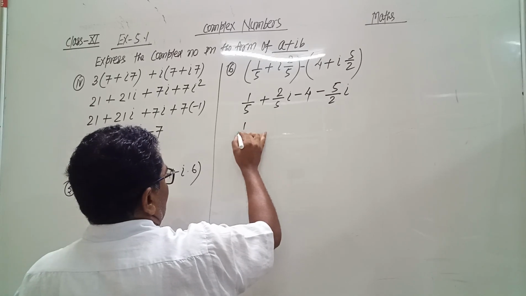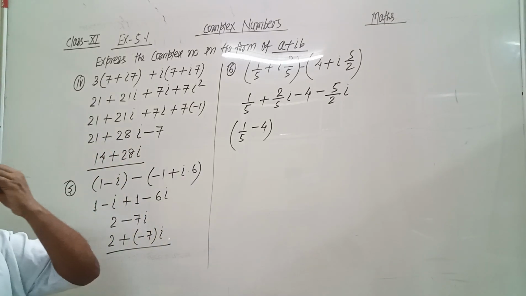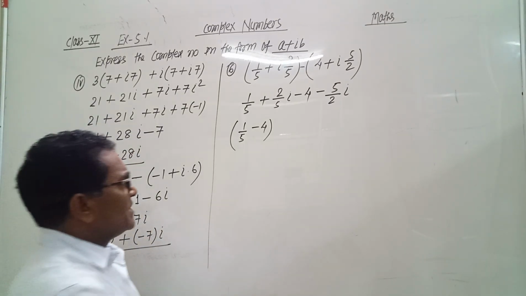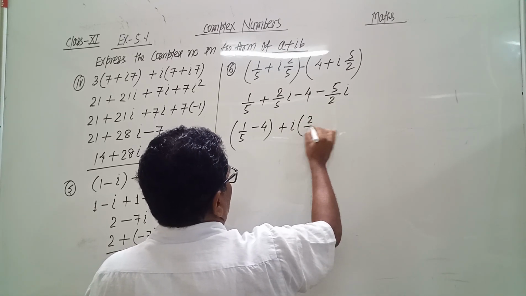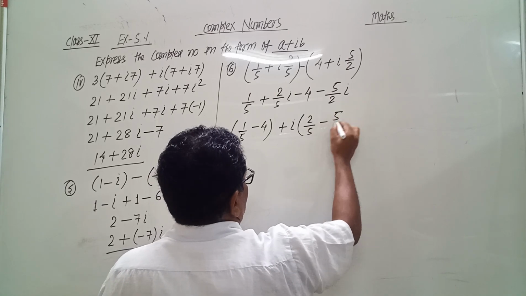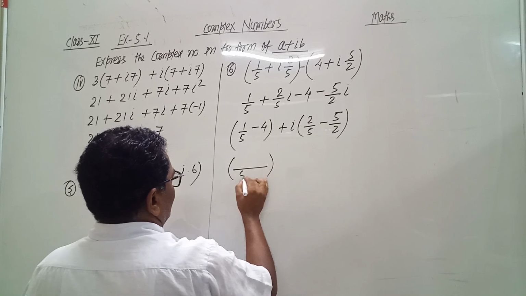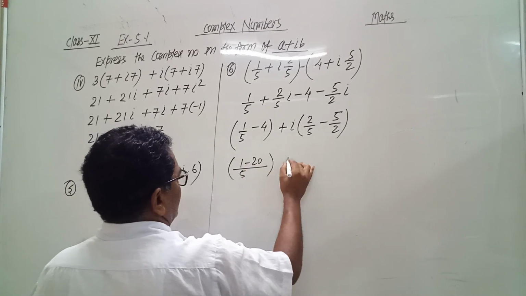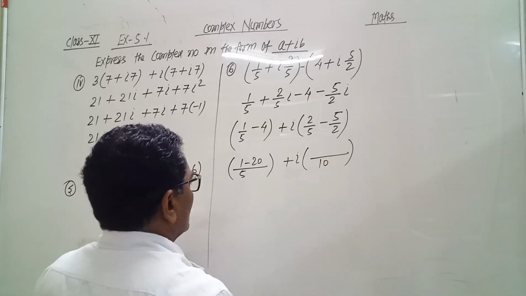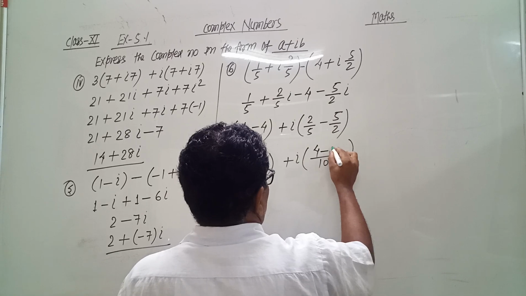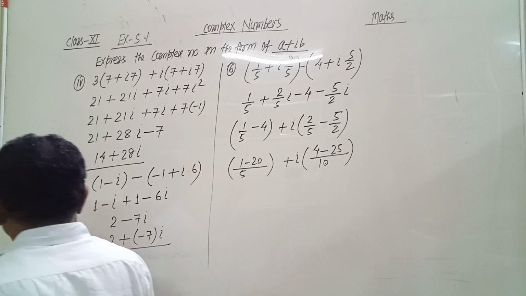So 1 by 5 minus 4 would be written together, the real part together. And from the imaginary part, we take i as common. Then we get 2 by 5 minus 5 by 2. We take LCM 5, so 1 minus 20, plus i. Then again LCM 10 and 4 minus 25. 10 divided by 2 is 5, and 5 into 5 is 25.